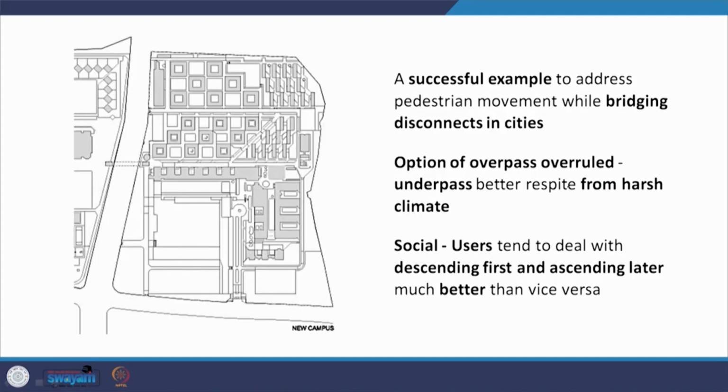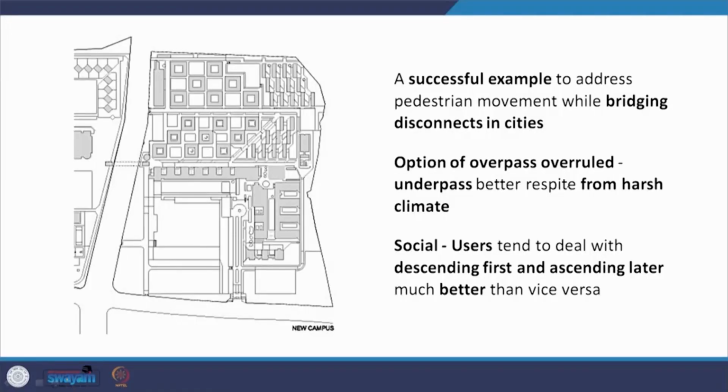Why the underpass? Let's look at that. It's a successful example to address the pedestrian movement issue while bridging disconnects within cities. In this case, it happens to be the same institution with two campuses with a road in between them. So the option of the overpass was overruled. Why? Primarily because of the harsh climate. Having an underpass does away with the impact of the harsh climate, plus I believe it is also a statement aesthetically. An overpass would be an unnecessary intrusion on the visual at road level, whereas the underpass simply disappears.